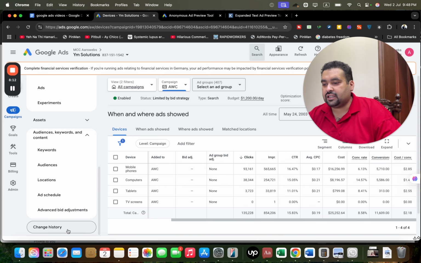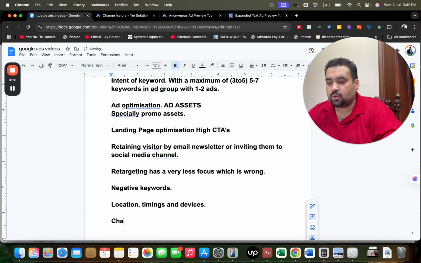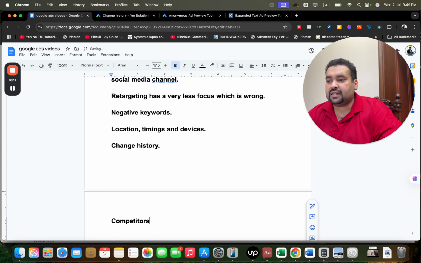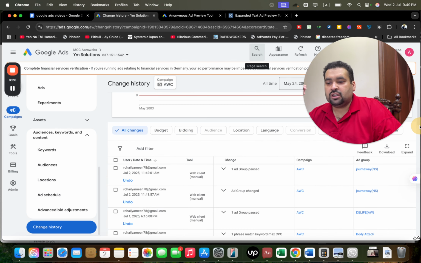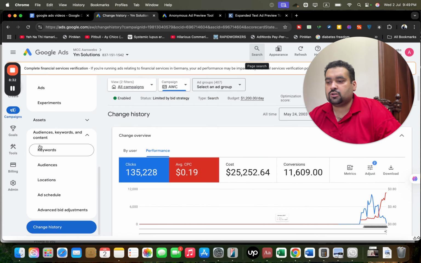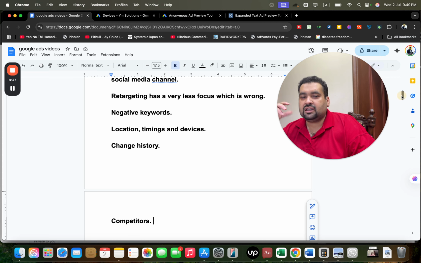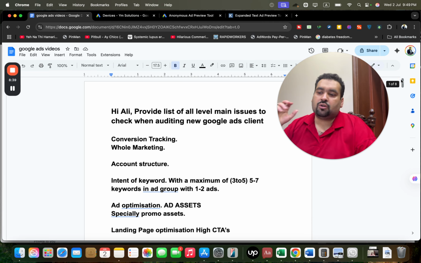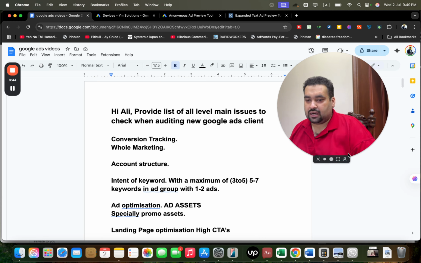Apart from this, I think that the change history is also an important aspect, because your last changes you can determine on your change history. Also looking around at your competitors can tell you what you are doing and what you are lacking, what they are doing, what's working well for them. So looking around at their things can tell you a lot. So these are the few things which I think should be part of your auditing setup, and these are, I think, the main issues which I recommend people to look around whenever they are going to audit a new Google Ads account.